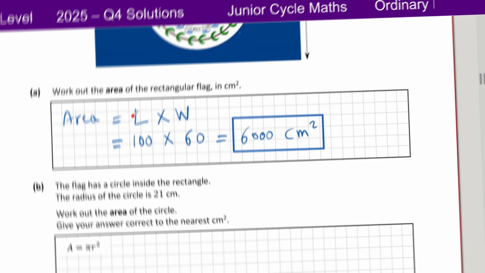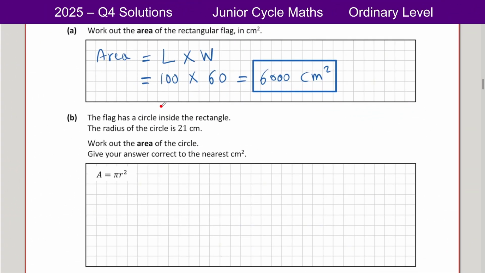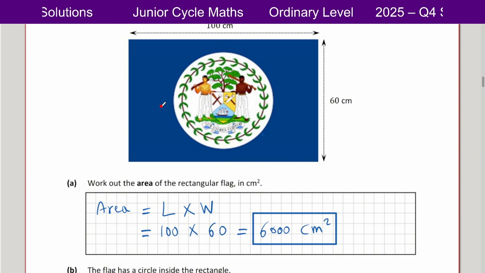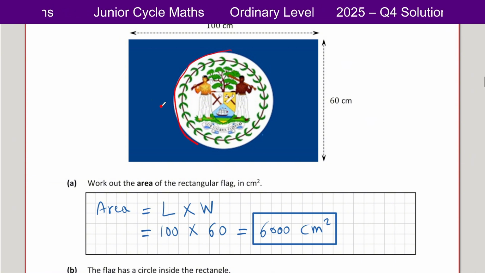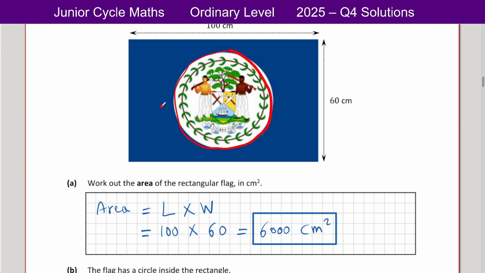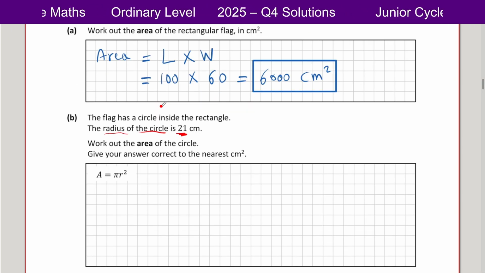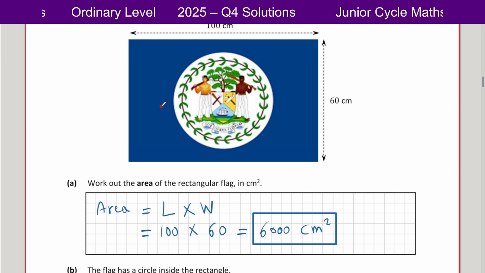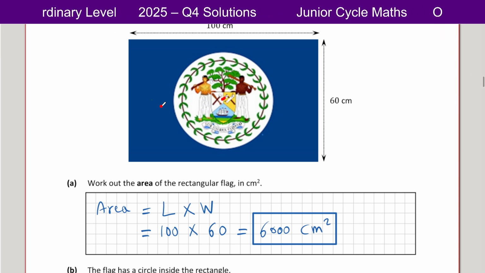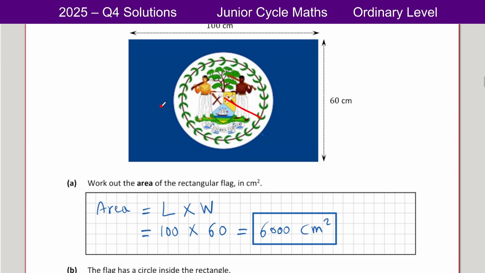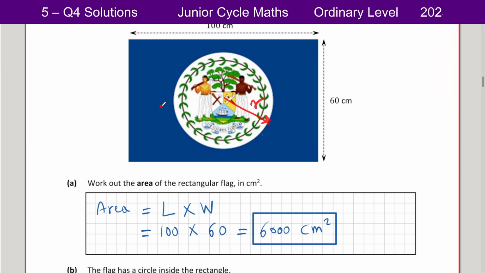In the second part, it says that the flag has a circle inside the rectangle. So here is the circle. We have a circle inside the flag, and it says that the radius of the circle is 21 centimeters. If we suppose this is the center of the circle, and here is the R, the radius. It could be this one, it could be this one, all R.